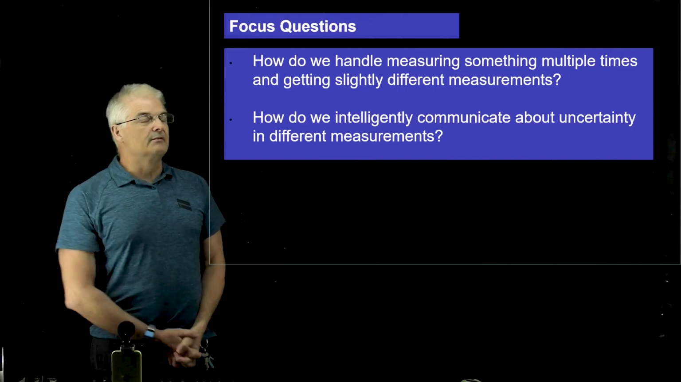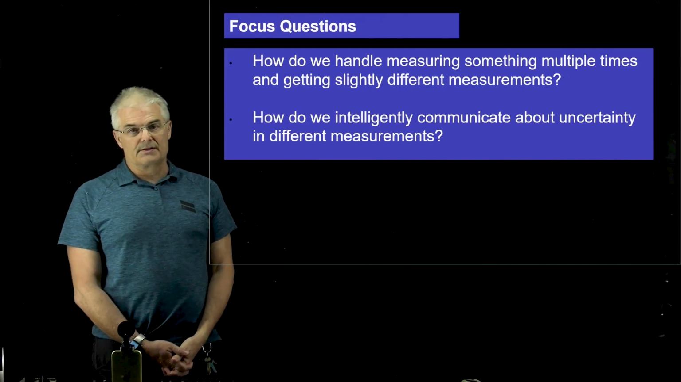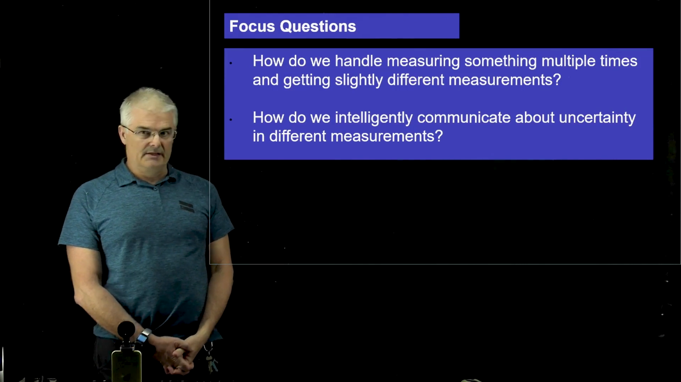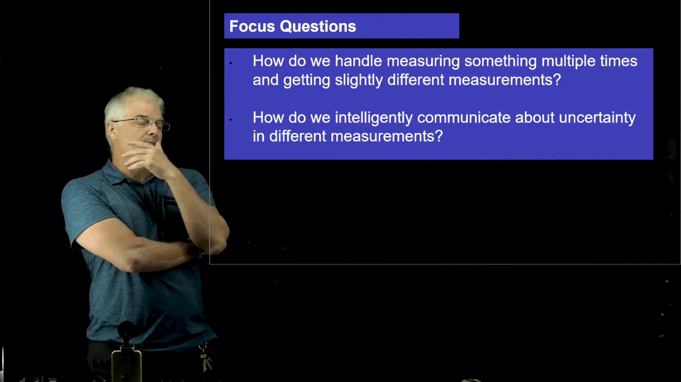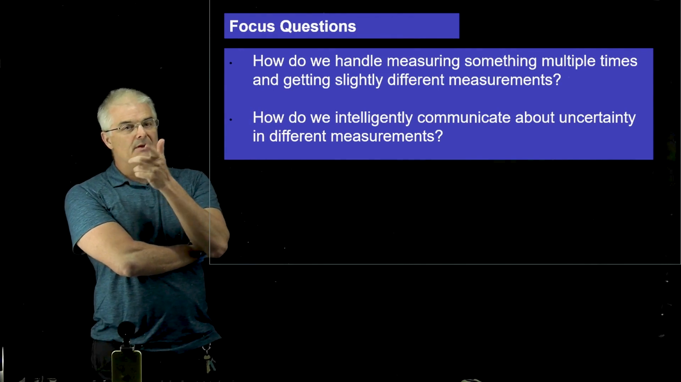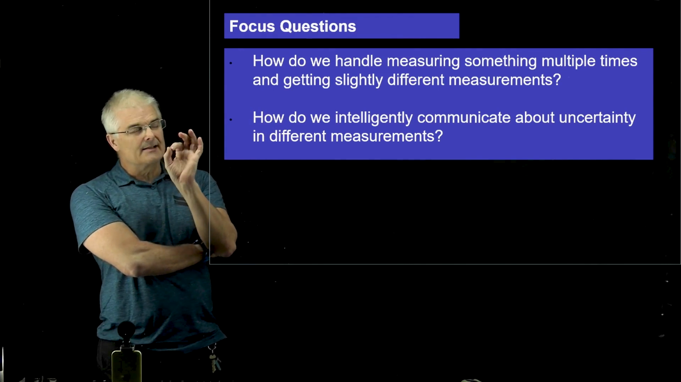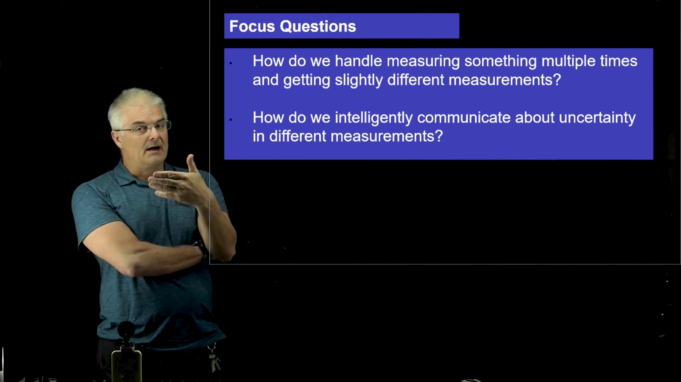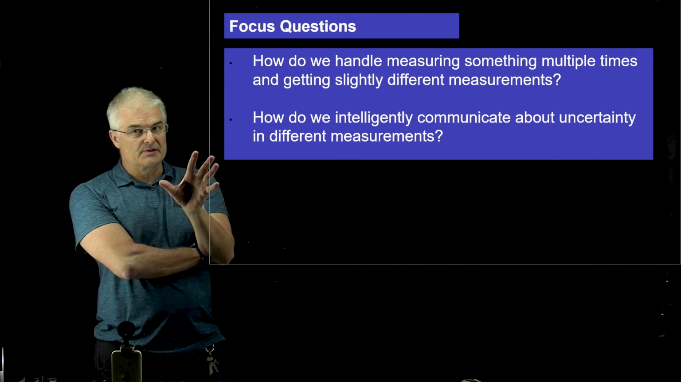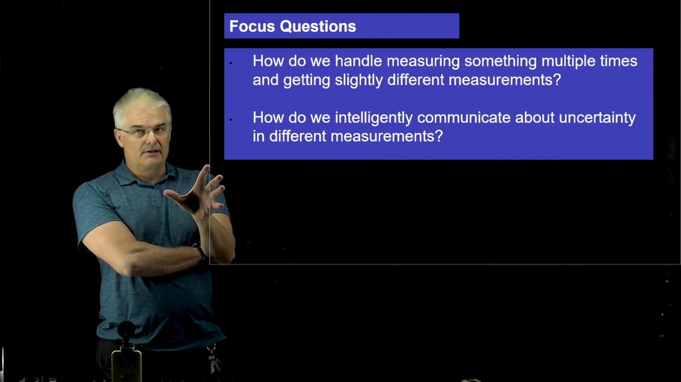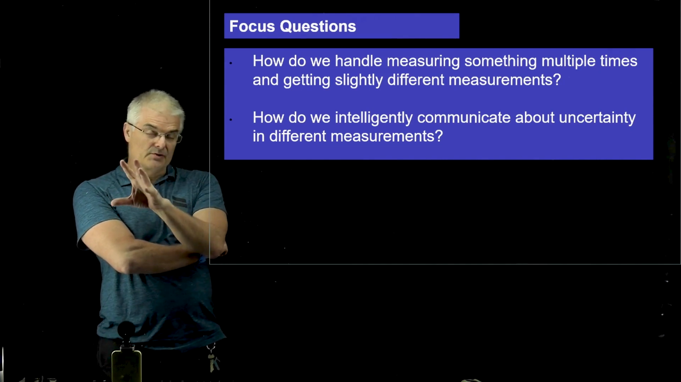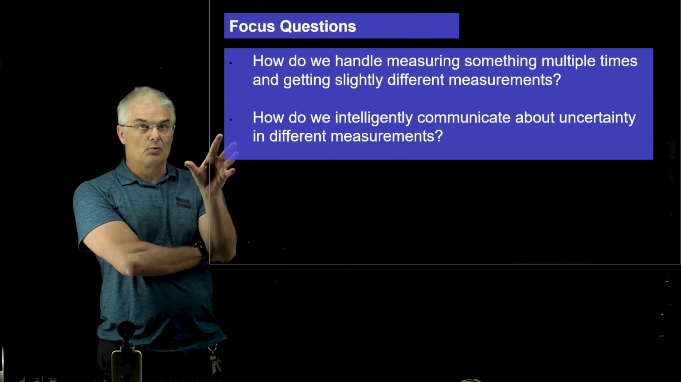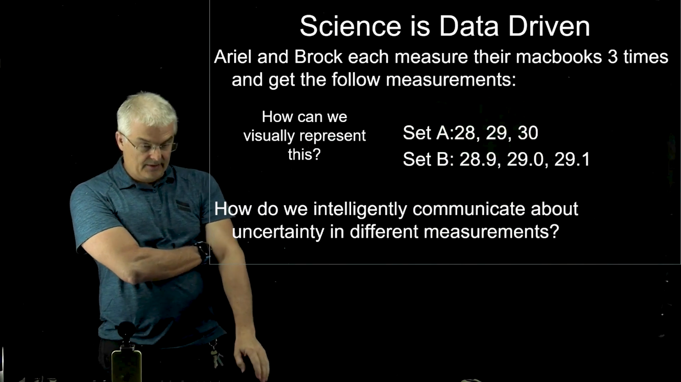So in this particular video, our focus is to talk about what is called uncertainty, all right? So how do we handle, this is the big question, how do we handle measuring something multiple times and getting slightly different measurements? And then how do we communicate about uncertainty in those different measurements? So this is the big idea for this video, right? It's the second idea. The first idea is what's science. We got that. The second big idea that we're going to focus on is what is uncertainty. So let's take a look at this slide right here.